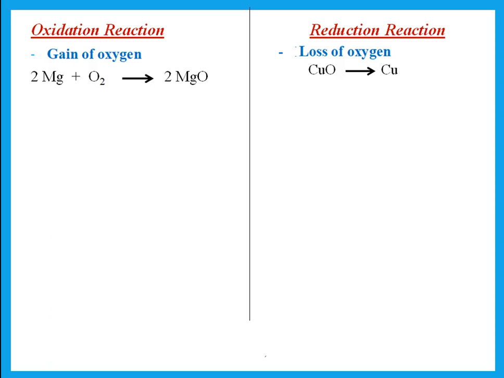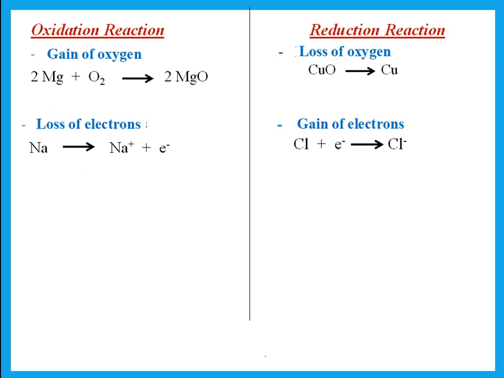In some reactions, we don't have gain or loss of oxygen. We could be talking about transfer of electrons. So you should realize that oxidation is loss of electrons. That means if I have something like sodium that has one electron in its outermost shell and it loses it and becomes Na+, that is an oxidation reaction. Now the opposite would be reduction. If I have something that gains one electron, for example, like chlorine, and becomes Cl-, this means that the chlorine has been reduced, and this is a reduction reaction.